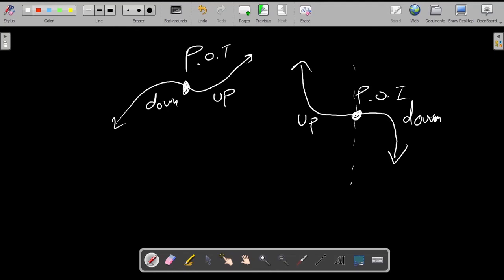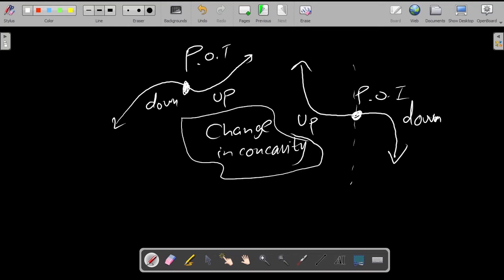So once you have a change in concavity, this is the most important thing. When we talk about points of inflection, we are talking about changes in concavity, and not just a change in whether something is increasing or decreasing, right? So that is the graphical way that you can analyze a point of inflection.